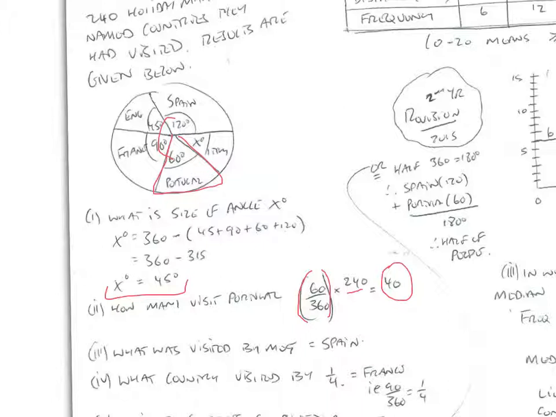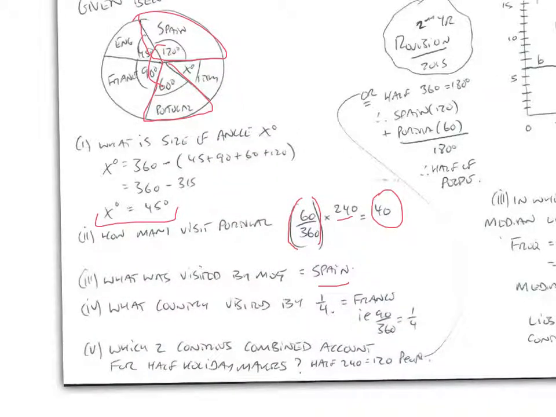What country was visited by most? Well, what country was visited by most would be that country with the largest piece of the pie. That's Spain at 120 degrees. And what country was visited by 1/4 of the population? Well, 90 over 360 is a quarter, so that must be France.